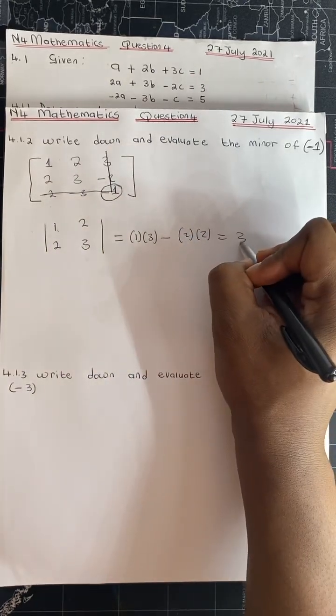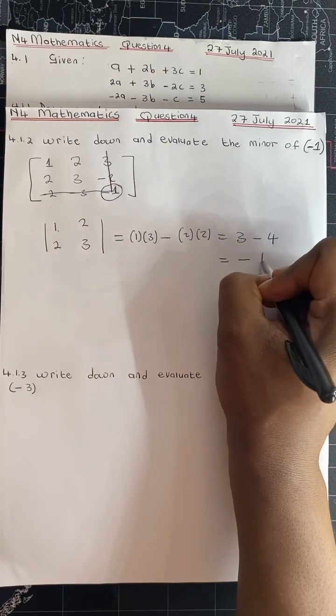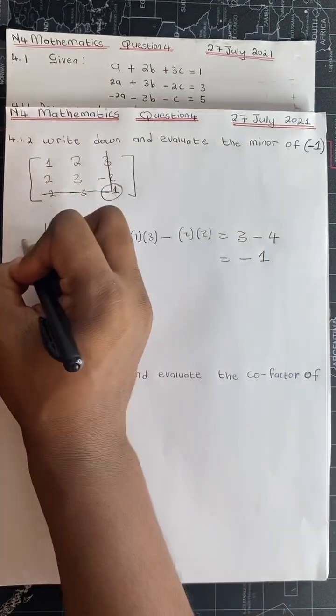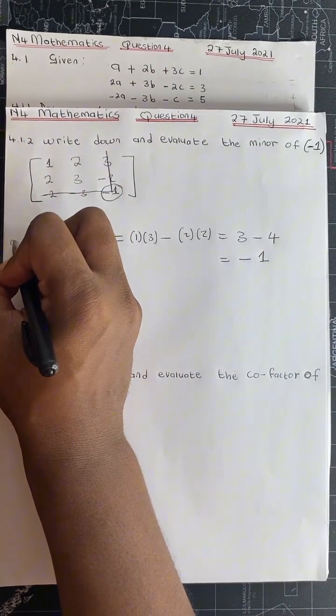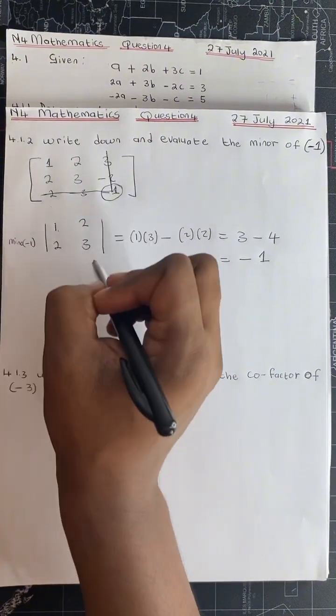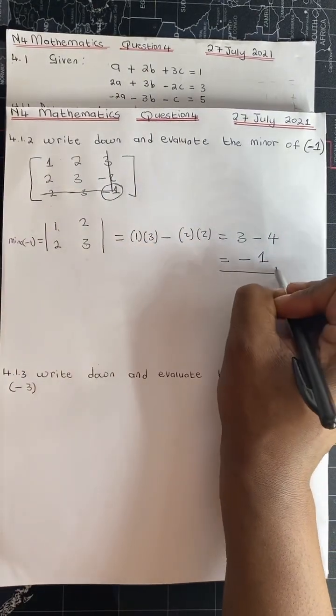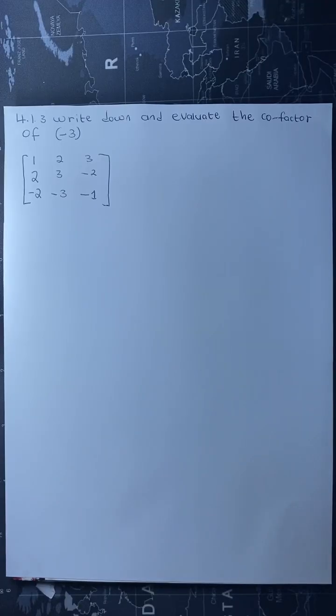So this will be equal to 3 minus 4, and 3 minus 4 is equal to negative 1. But let's indicate that we are looking for the minor of negative 1. So the minor of negative 1 will be equal to that negative 1. Question 4.1.3, we have to write down and evaluate the cofactor of negative 3.